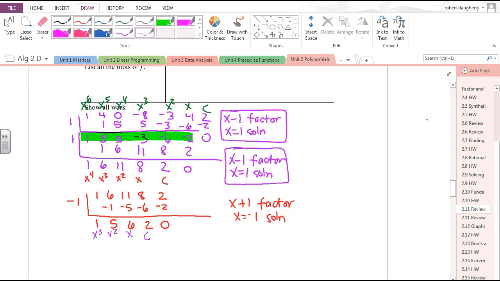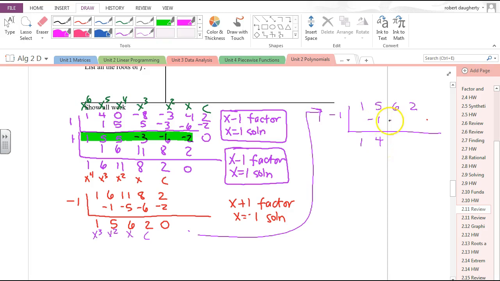Let's try negative 1 again and see if that works. So let's just come over here. So negative 1, and let's look at 1, 5, 6, 2. So if I bring down the 1, negative 1 times 1 is negative 1. 5 minus 1 is 4. Negative 4, this is 2. Multiply here, negative 2, and you get 0. So this means that x plus 1 is a factor once again. x equal negative 1 is a solution.